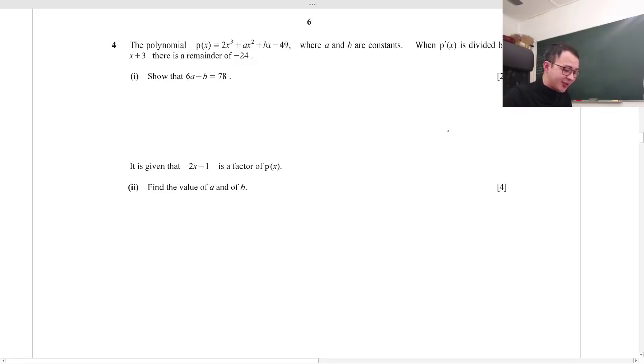So you have p(x) here where a and b are constants. Right, this sign means what? This sign actually means you differentiate p(x).